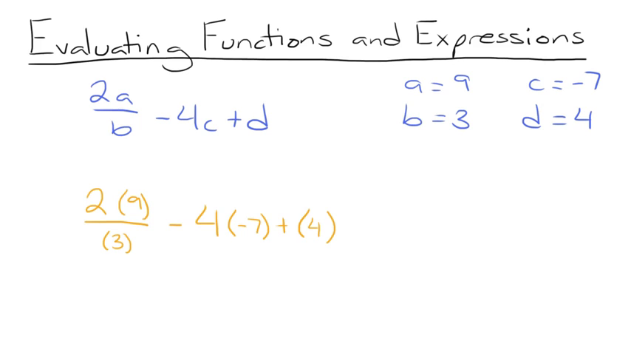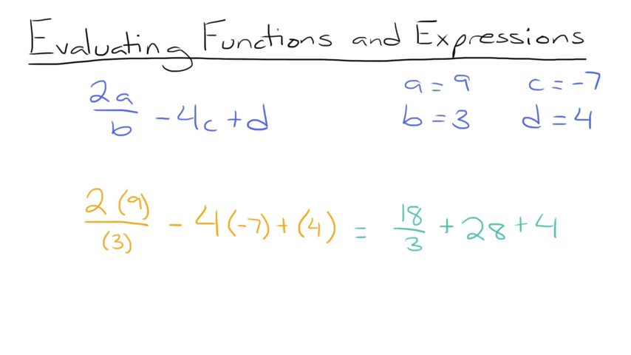Now we're going to simplify our expression. We're going to start by multiplying. So 2 times 9 is 18 over 3. Negative 4 times negative 7 is positive 28. So we're going to do plus 28 plus 4.